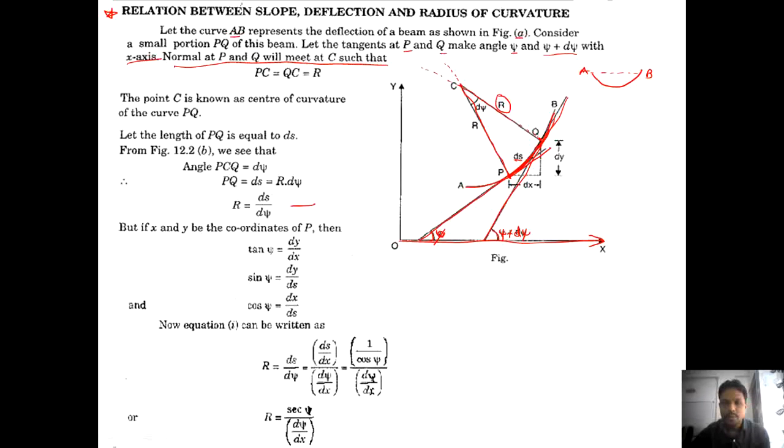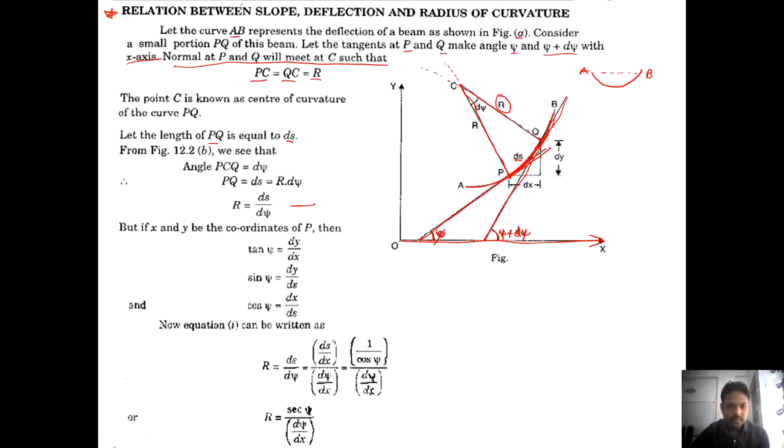So CQ and CP will be the radius. CP or PC or QC is a radius of curvature. Now the point C is known as the center of curvature of the curve PQ. So C will be the center, and CP and CQ will be the radius of curvature. Let length PQ be equal to ds. This arc PQ is denoted as ds.